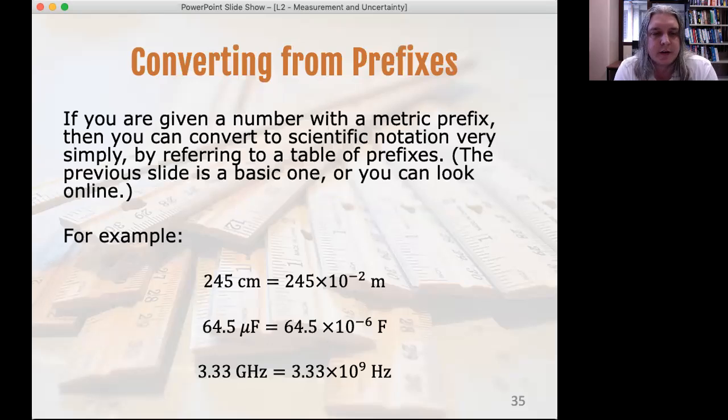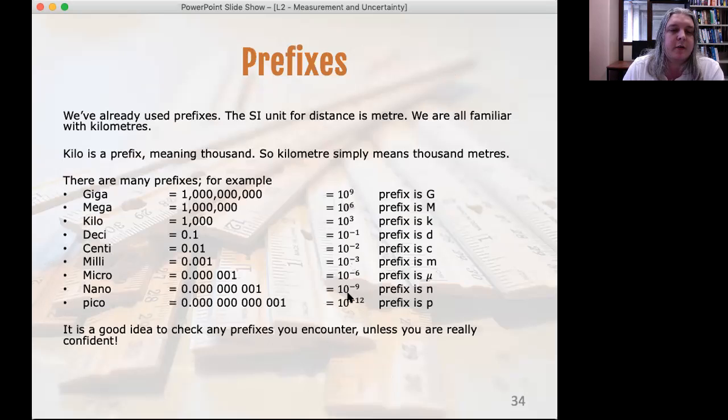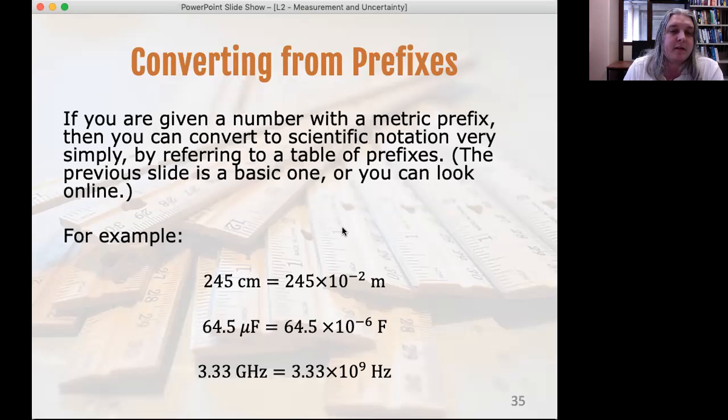I don't have a slide on converting to, but it's just the other way. Once you've got your value in this format with a scientific notation that is equal to one of these prefix values, then you can just swap that scientific notation. So it'll just be going the other way. If you had something times 10 to the negative 6, you can write something with a micro after it instead.